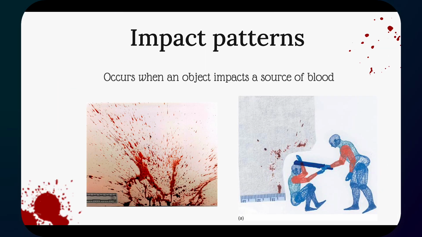Impact spatter occurs when an object impacts a source of blood. It refers to a bloodstain pattern created by a moderate impact force, typically a blunt object like a baseball bat or a forceful punch, and again causes blood droplets with a diameter usually between 1 and 4 millimeters.